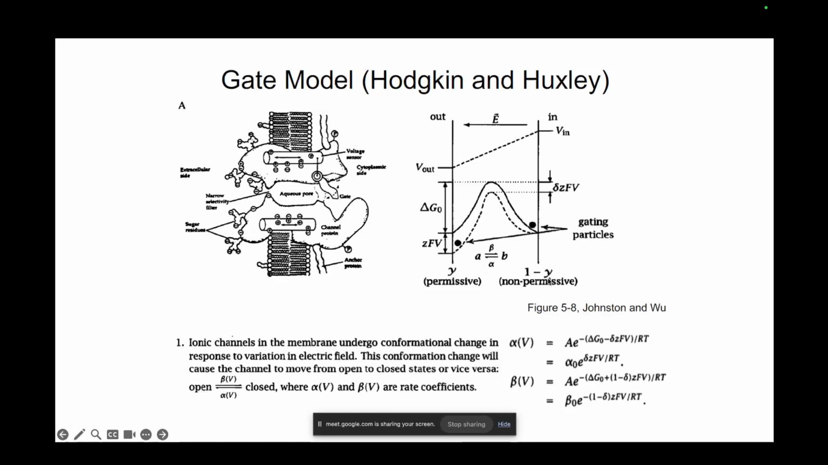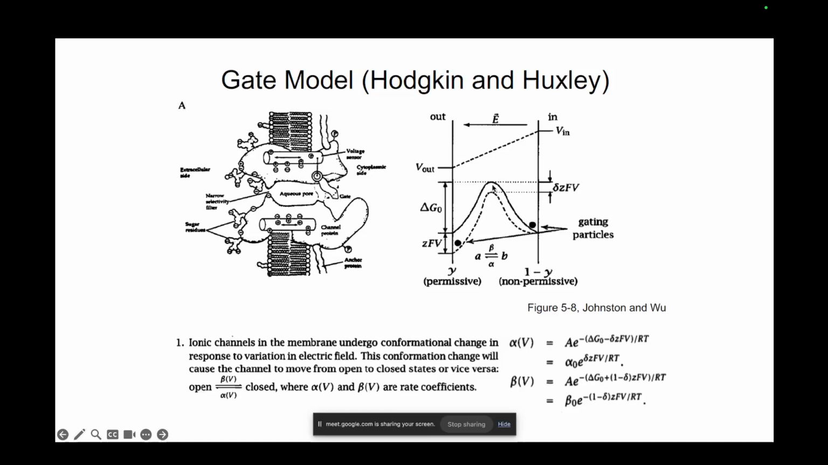So your non-permissive state, your y-axis is your energy actually. Your non-permissive state is actually at a higher energy state than your permissive state. But as we have seen in chemical kinetics as well, if you want to move from one state to the other state, you have to cross an energy barrier. This is the energy barrier that you have to cross and go to the other side.